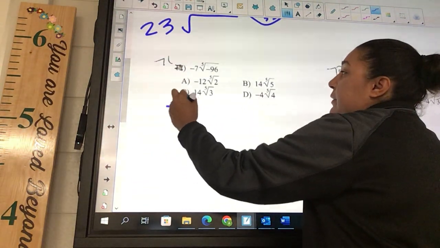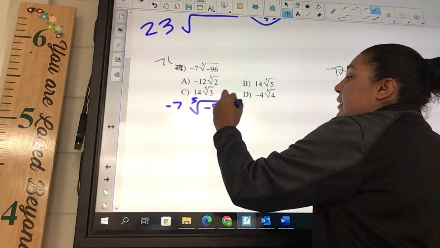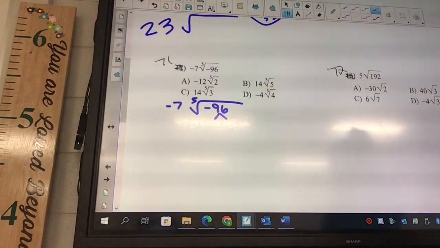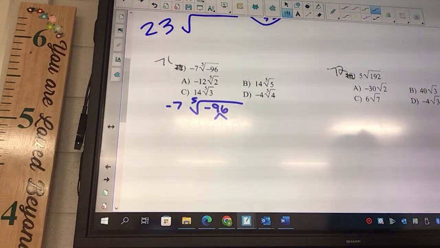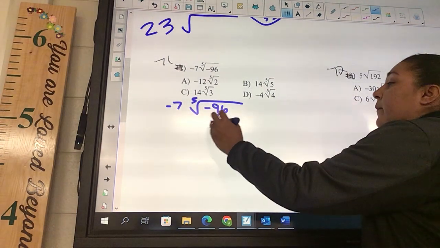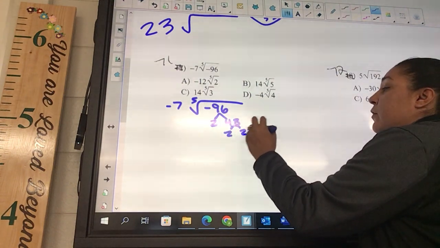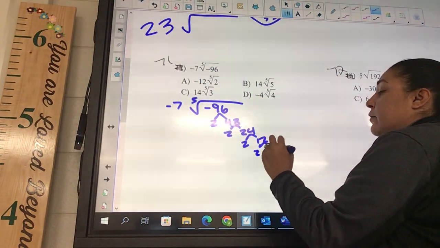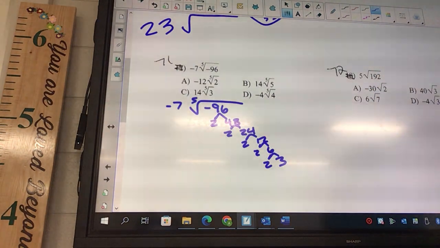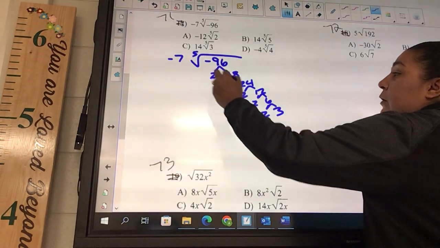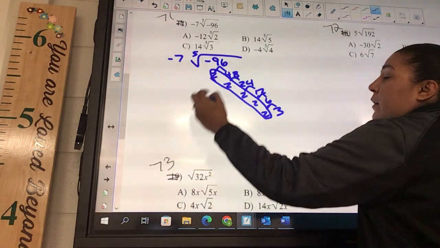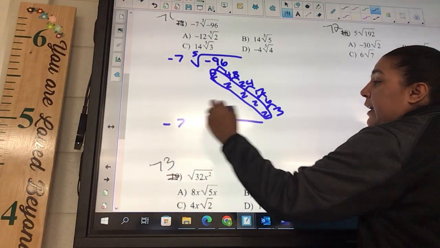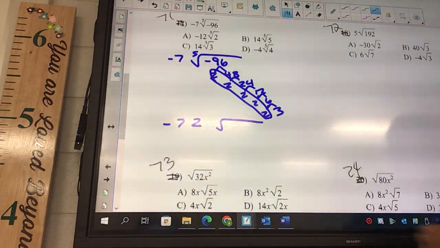Okay, 71, I got -7 square root of -96. Okay, 96, what are some factors of 96? 2 and 48, 2 and 24, 2 and 12, 2 and 6, 2 and 3. We're pulling stuff out in groups of what? 5, right? So who can go? A group of 2s: 1, 2, 3, 4, 5. Okay, and those guys are going to go on the outside. Who cannot go? The 3.